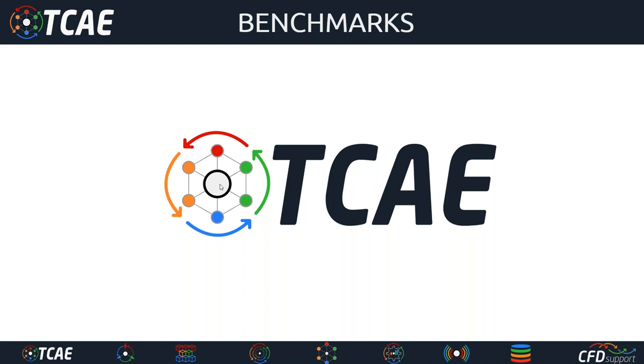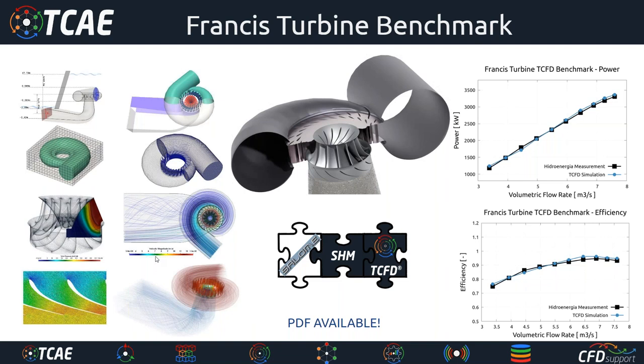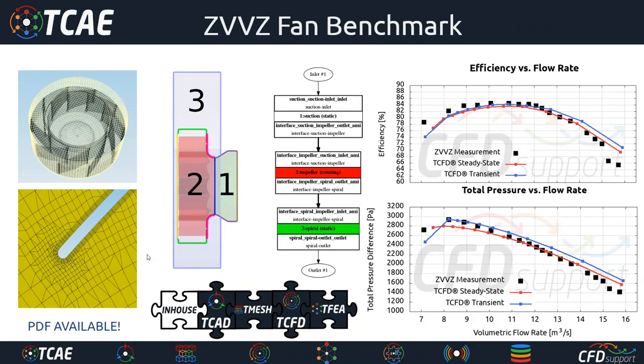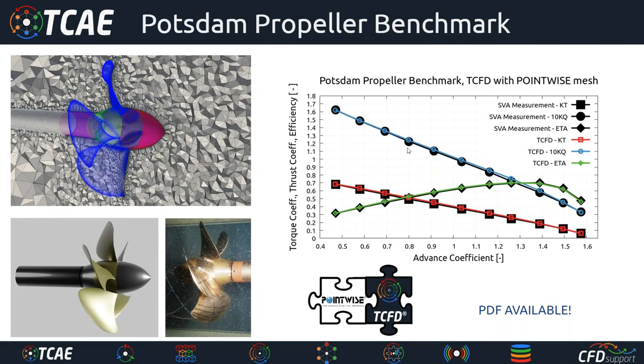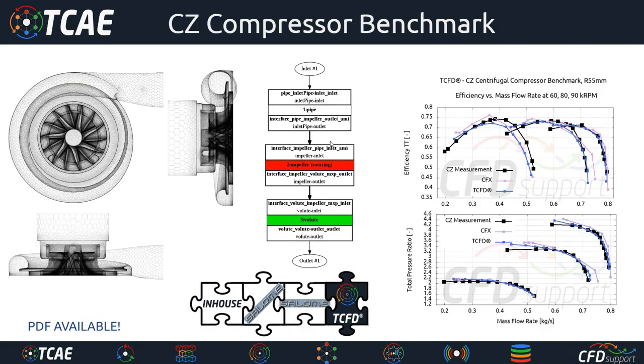We did a lot of benchmarks in the past. We have a couple of them which we can show publicly. So we did extensive testing of hydro turbines. By the way, a PDF and the versions are available, this is just the condensed presentation, right? So all the details are available about all these projects. We did, of course, benchmarks on all major simulation machines like hydro turbines, centrifugal fans, propellers and compressors.